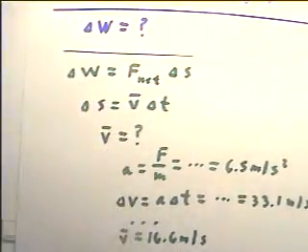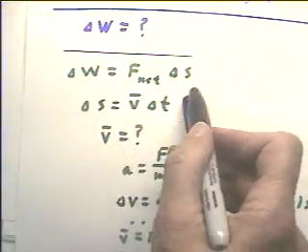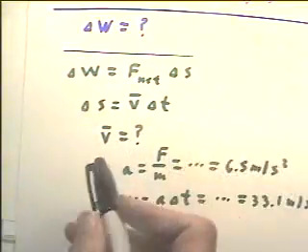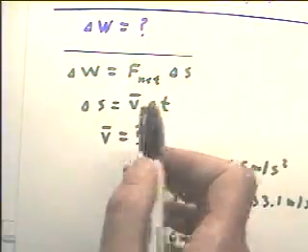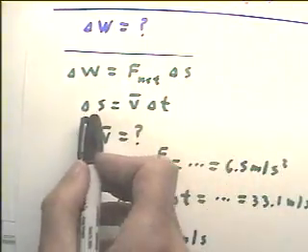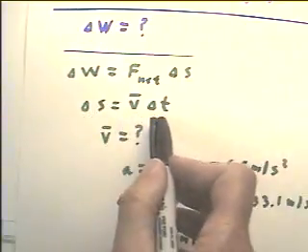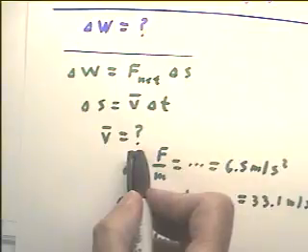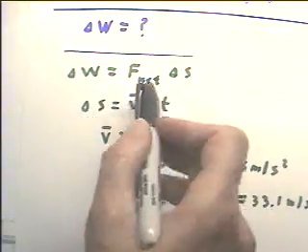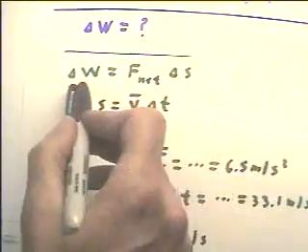Well, the amount of work done is equal to the net force times the displacement. We don't know the displacement. We've got the net force, but we don't know the displacement. Well, displacement is equal to average velocity times delta t. So if we can find the average velocity, then we could find the displacement, and since we know the net force, that would allow us to find the work.